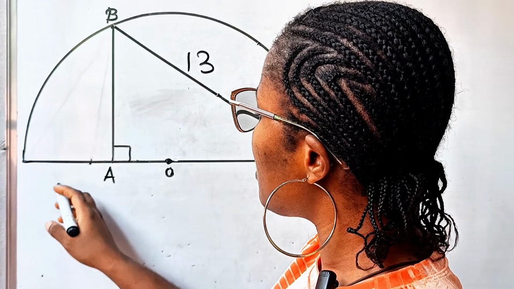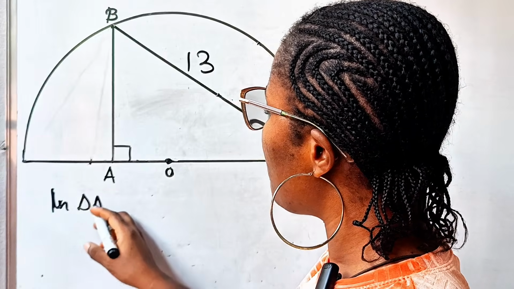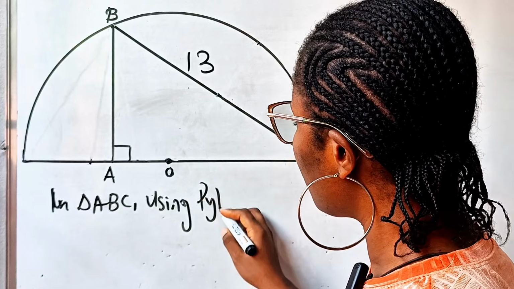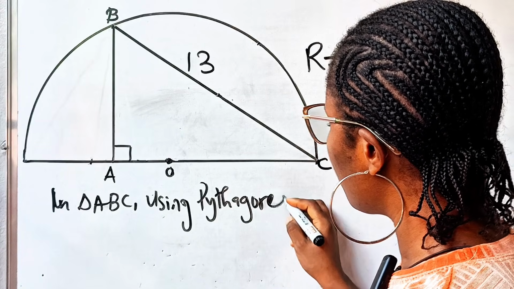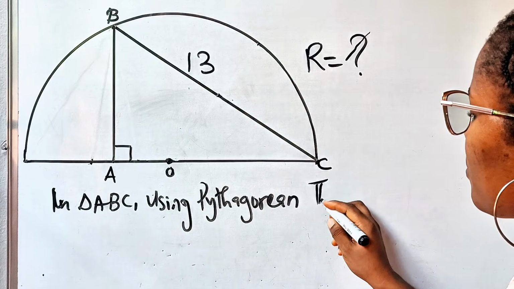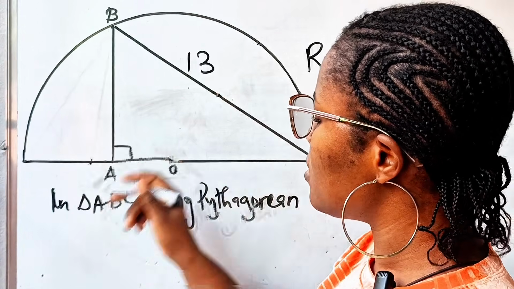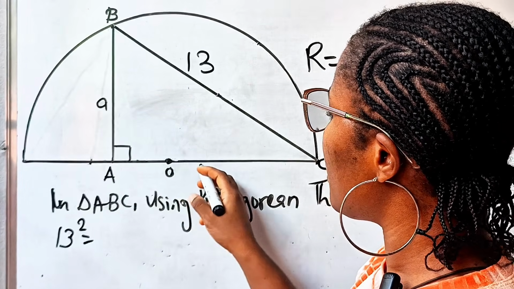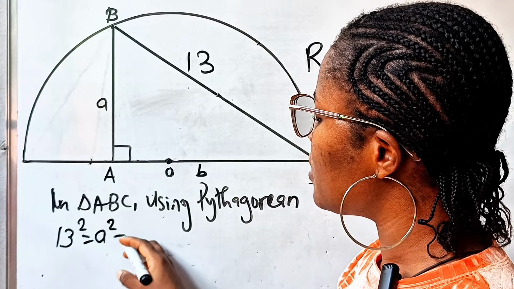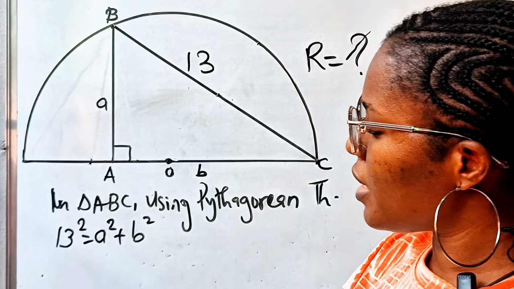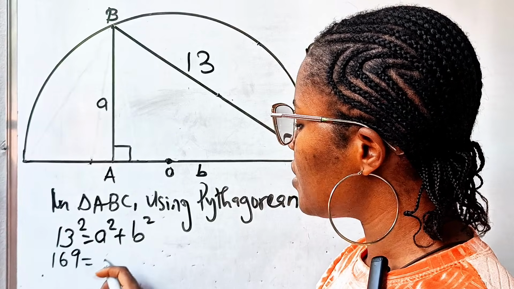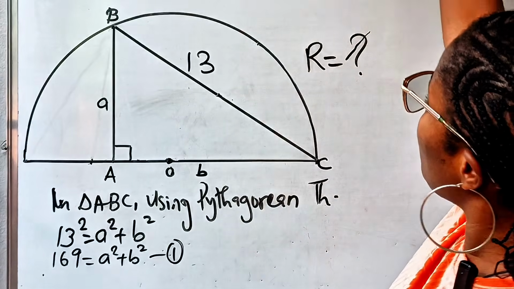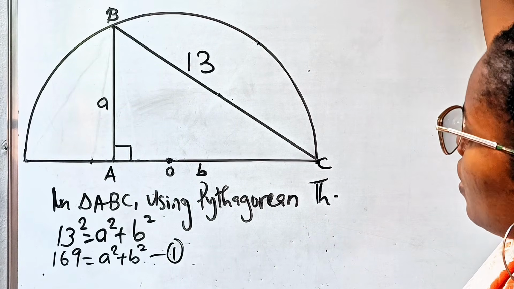So first thing we are going to do is in triangle ABC, using the Pythagorean theorem, we are going to have that 13 squared is equal to AB squared. Let's call this a and call this b, okay? a squared plus b squared. Now 13 squared is 169, which is equal to a squared plus b squared. Now we're going to leave this as equation 1.